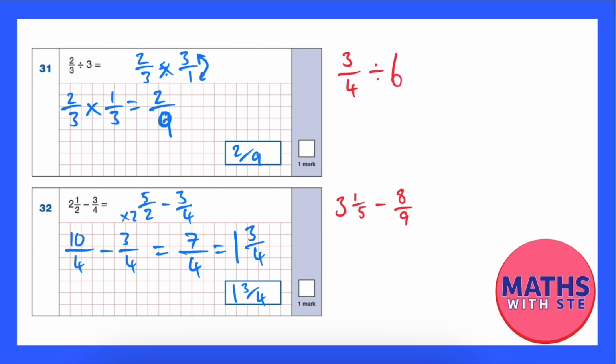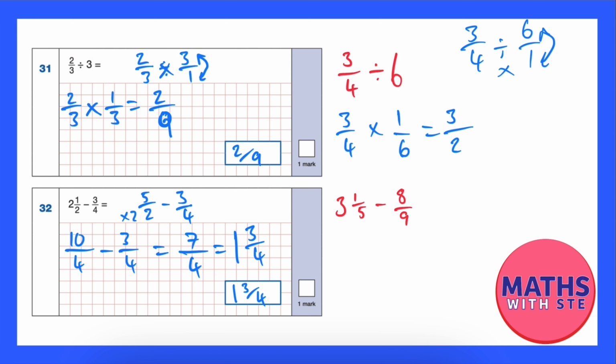Right, okay, so I've got 3/4 divided by 6. So let's just quickly write that out. So we're going to go 3/4 divided by 6/1. I'm going to flip this one over. I'm going to change that one into a times. So that's going to be 3/4 times 1/6. 3 times 1 is 3, and 4 times 6 is 24.